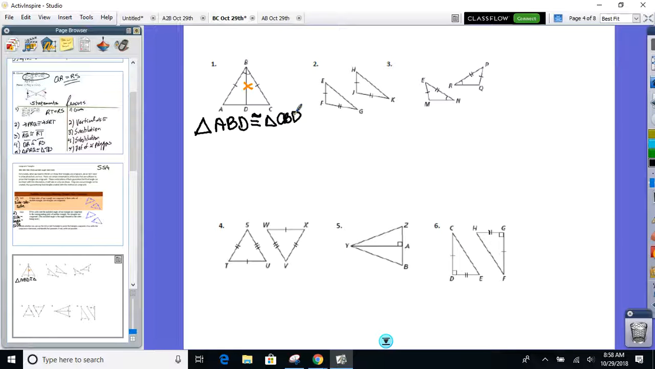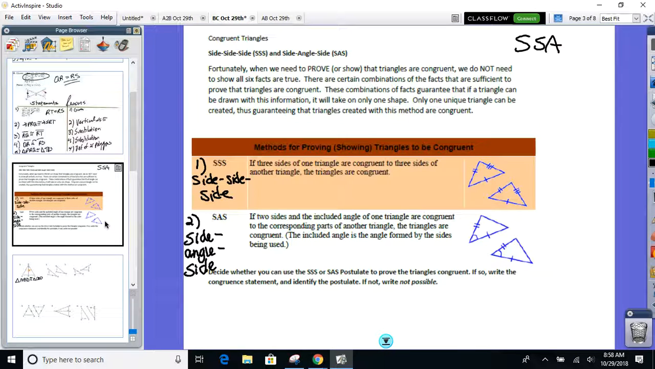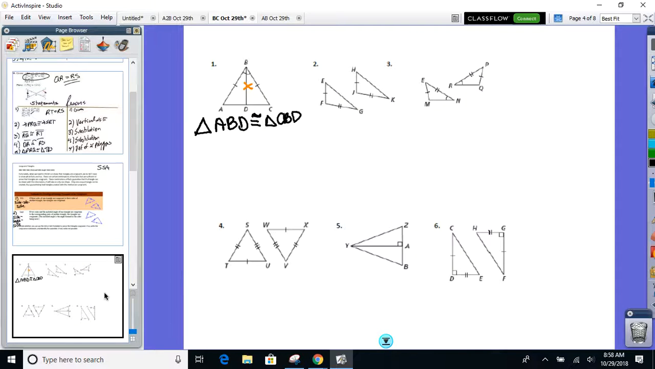And then it also said what? Name the reason why, right? And identify the postulate, yep. So by, what was the reason? Not that they were congruent. Side, angle, side.